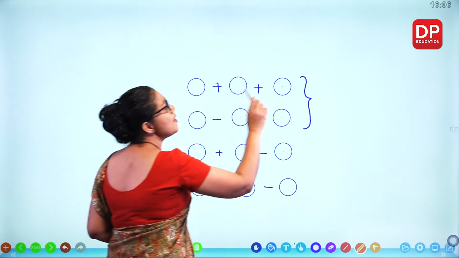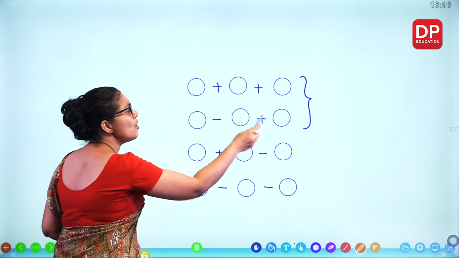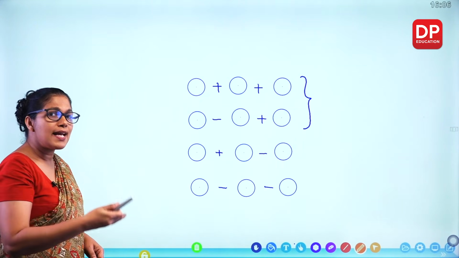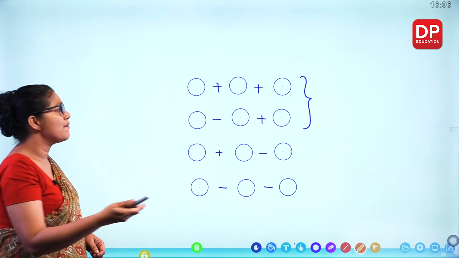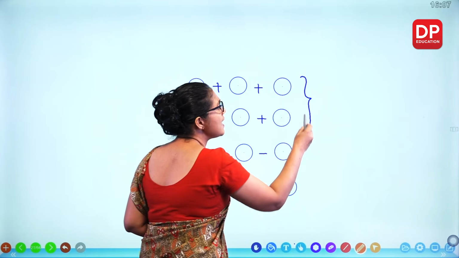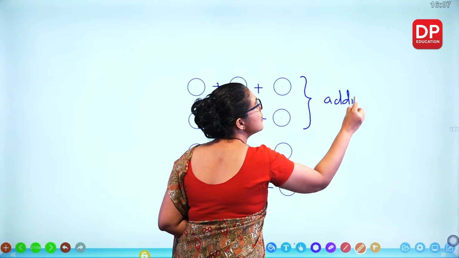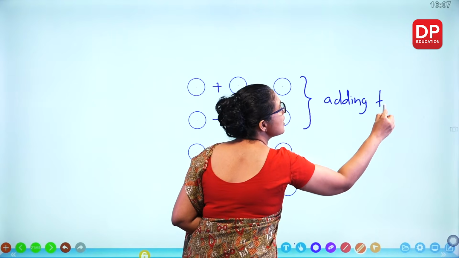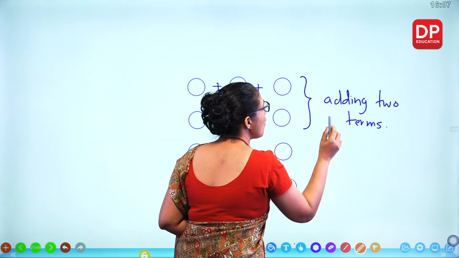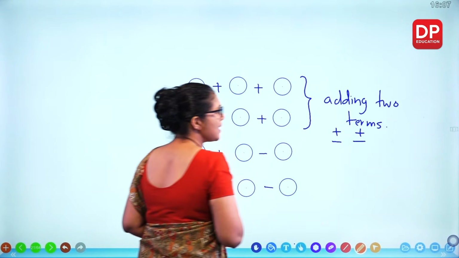So here we are adding the two numbers. Here also, if you are getting a plus value, that means both should be negative. Adding a negative number, the middle term is negative. So in both these cases, what happens? We are adding two terms, either plus with plus or minus with minus.